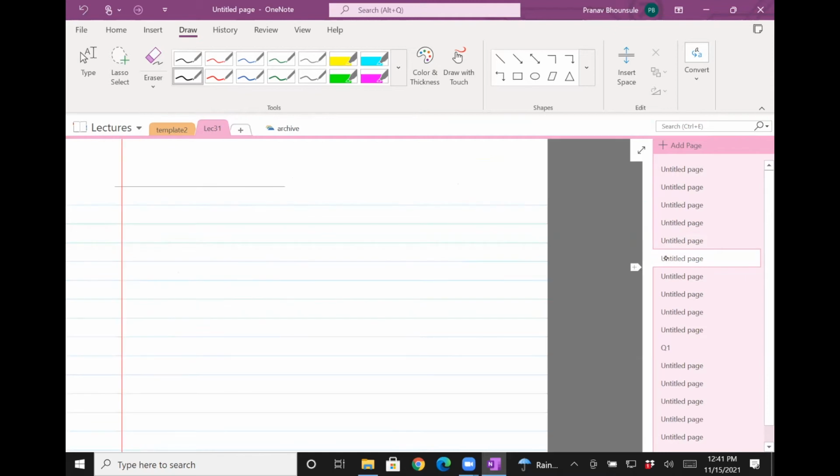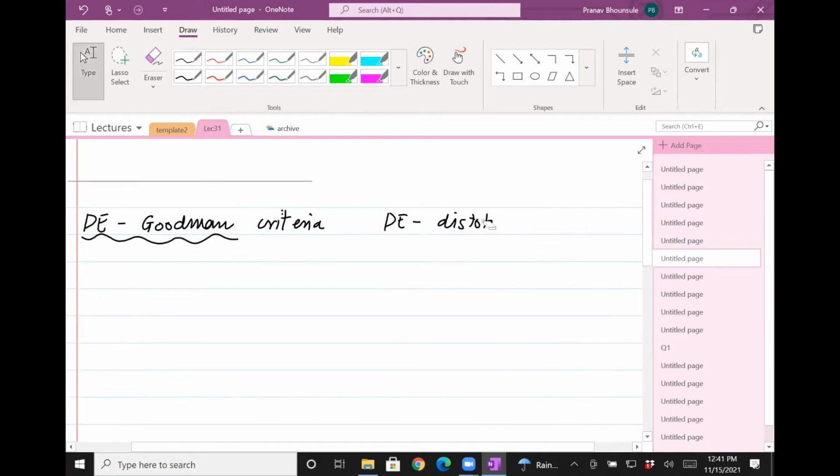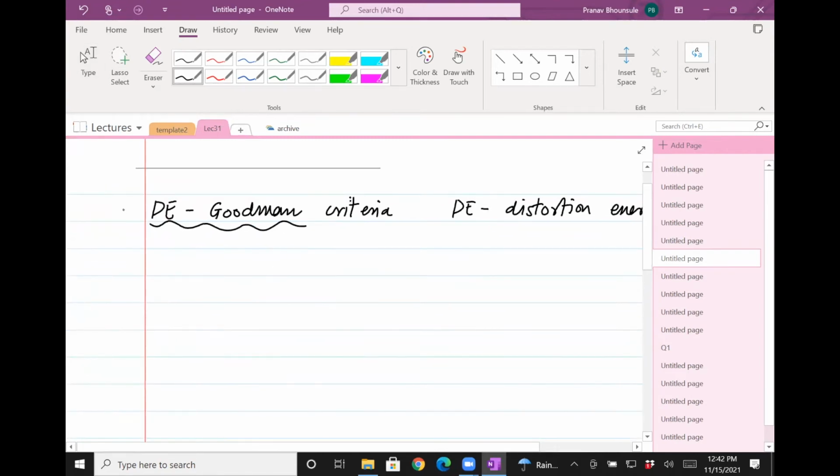So we call this the DE-Goodman criterion, where DE stands for distortion energy.